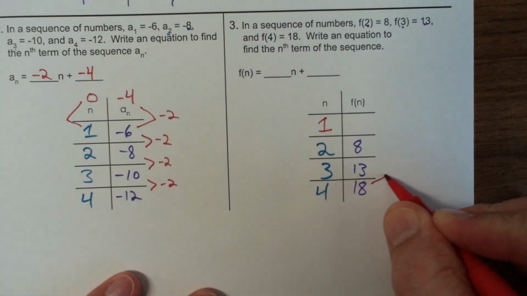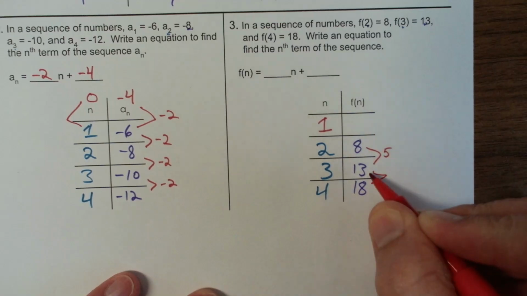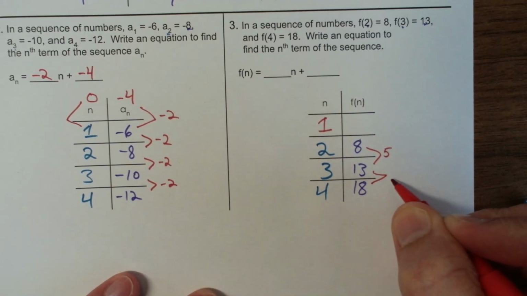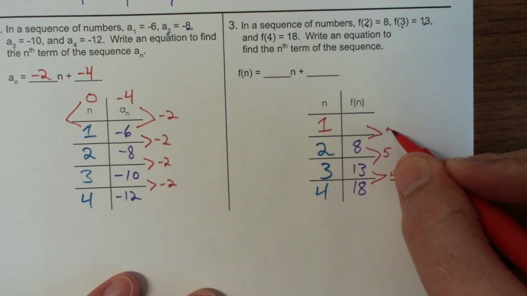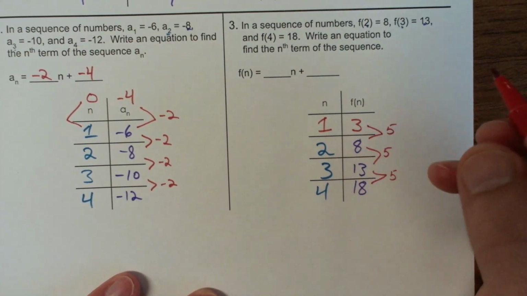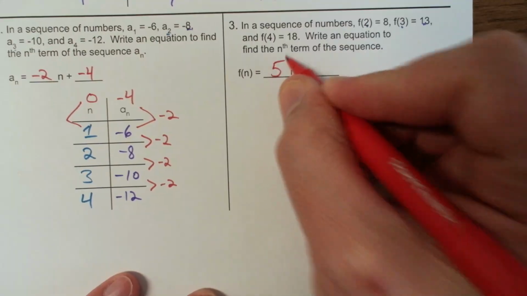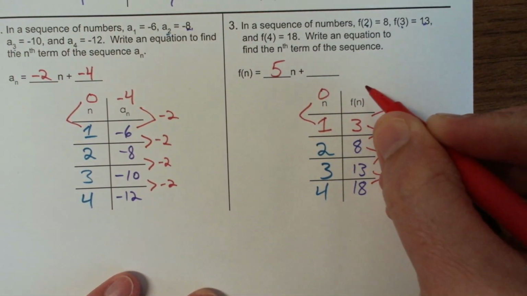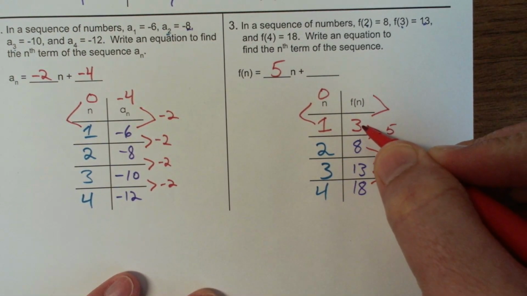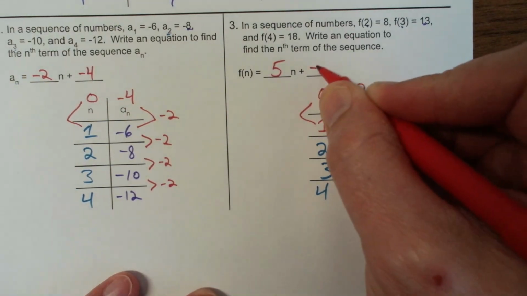So how much is this changing by each time? To go from 8 to 13, that's 5. 13 to 18, that's 5 again. So I have to back up by 5. That would be 3. So my rate of change is 5. And if I back it up to 0, this would be 3 minus 5, which would give you negative 2.